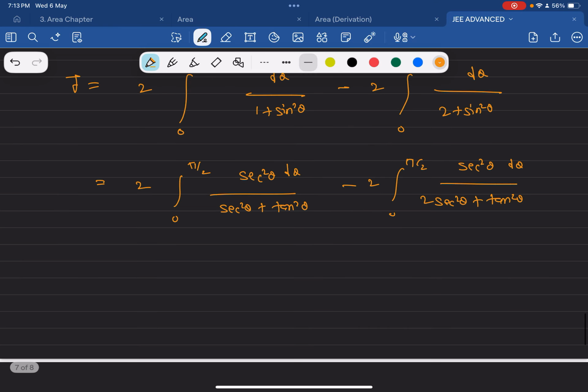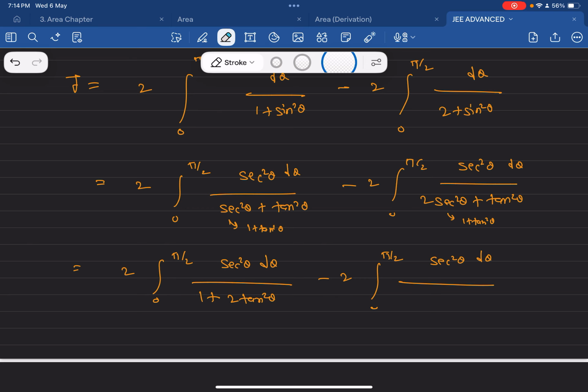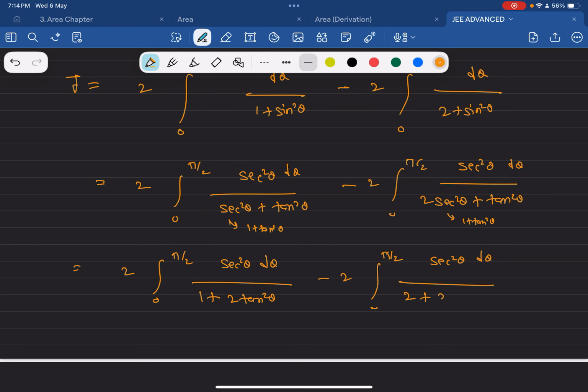Correct? So what did we get? This will be 2. Whenever the denominator contains secant, it can be converted in terms of 1 plus tan square. So if it is 1 plus tan square theta, this will become 1 plus 2 tan square theta, minus 2, 0 to pi by 2 secant square theta d theta, and this will again be 1 plus tan square theta. So 2 plus 2 tan square theta plus tan square theta, how much are we going to get now? Tell me. It will become 3 tan square theta, right?